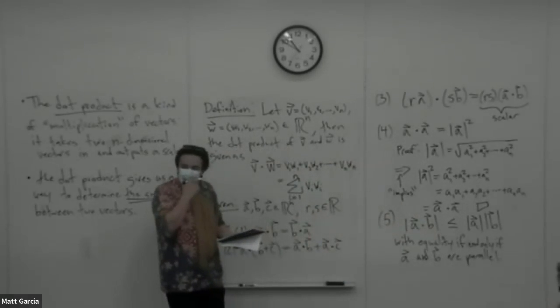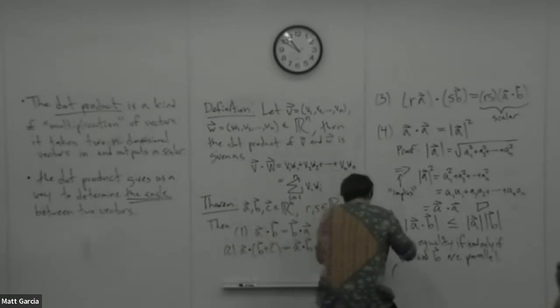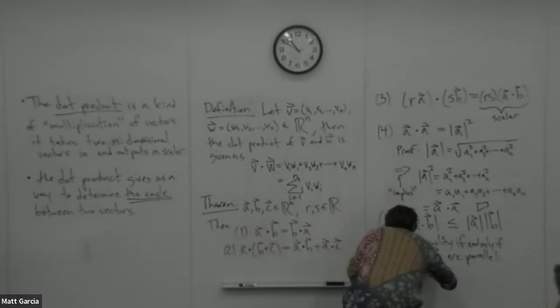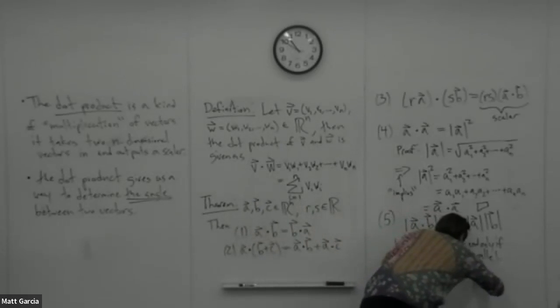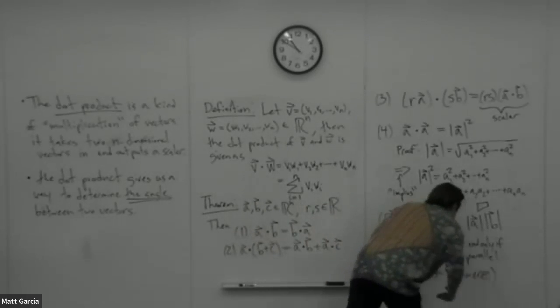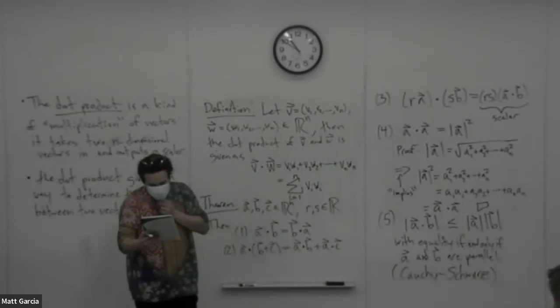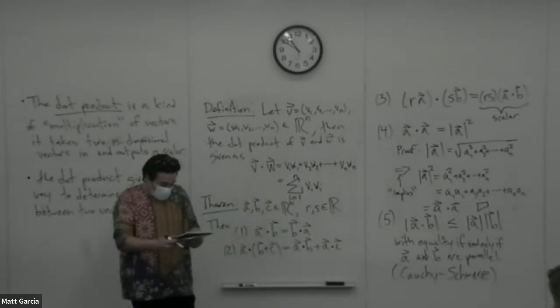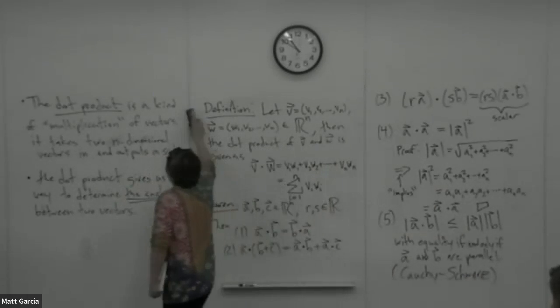Okay. So yeah, let me just note this. This is called the Cauchy-Schwarz inequality. That's just a historical note. Those are the people that independently discovered it. Okay, so one more important property.